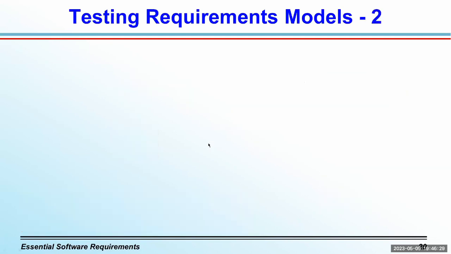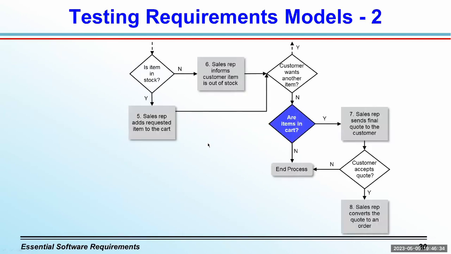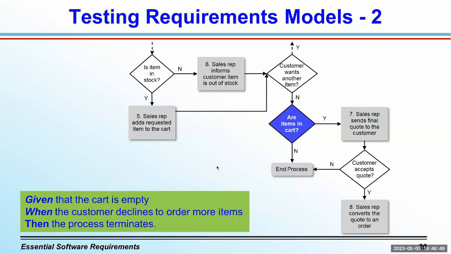So what do you do? Well, armed with that knowledge about an error in the diagram, the BA redraws that portion of the process model to look like this. We've added this blue diamond, which now checks to see if the cart contains items following that conversation between the customer and the sales rep. If so, it sends the quote. If not, we end. So let's see how that works with our test now. Same test: given that the cart is empty, and when the customer says, I'm all done ordering, I don't want anything else, now we can get to the end process. Okay, so I think this is really good.